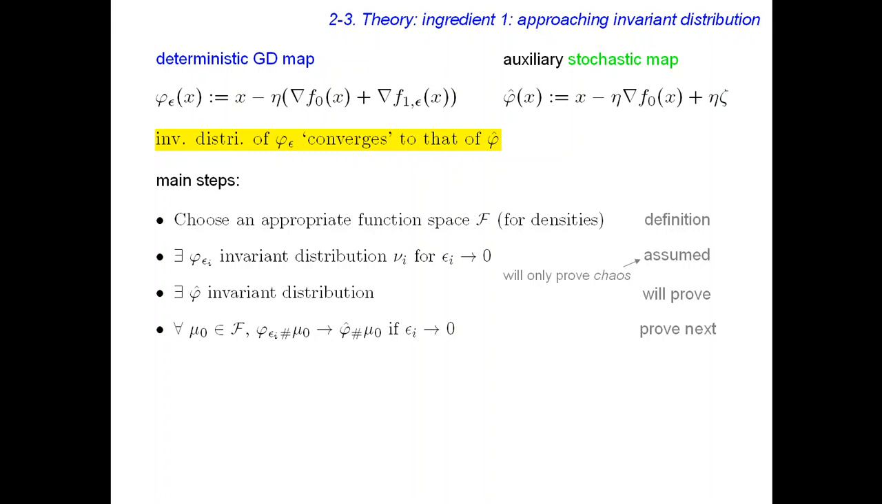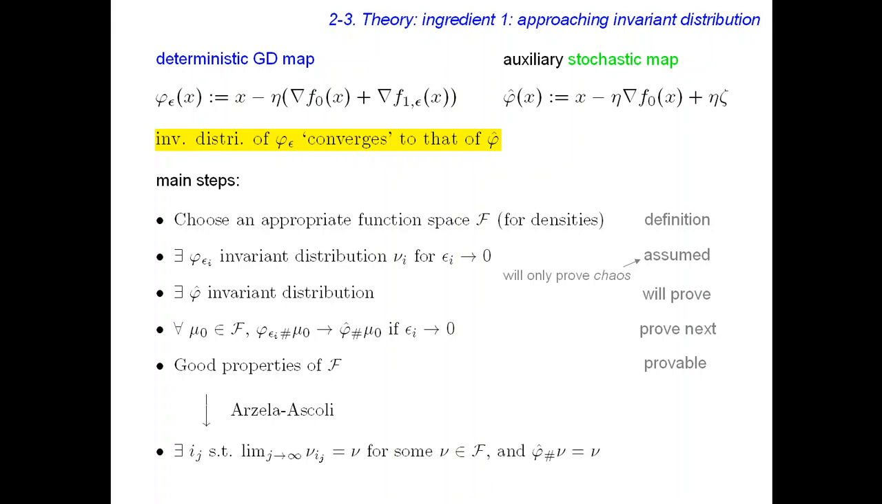The key step, I would say, for what we are doing here, namely convergences of the invariant distributions, is to show that you give me any distribution, any density in the function space, the push forward of this density, respectively by phi epsilon and phi hat, will be arbitrarily close to each other if epsilon goes to 0. And finally, I need to establish some good properties of curly f, such as completeness. This is provable, but I'll skip it.